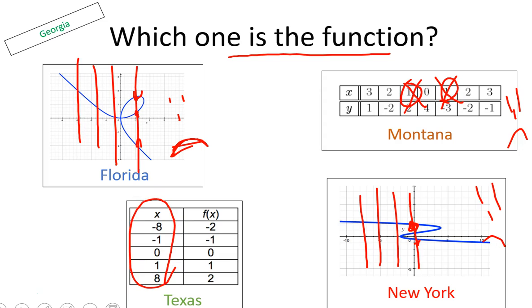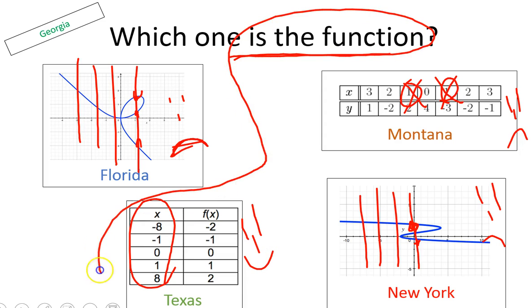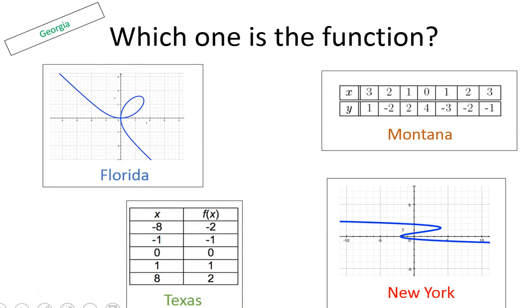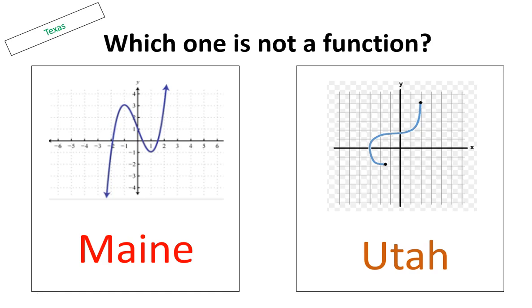Do any of those x's repeat? No way, Jose. That's good news. So which one is a function? We're heading back to Texas. All right, folks. If you did this correctly, you would have gone back to where you started, which we started in Texas and we ended in Texas.